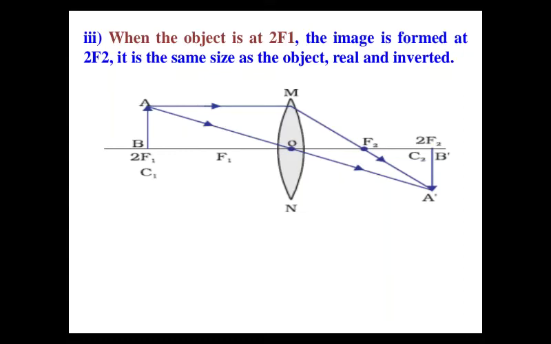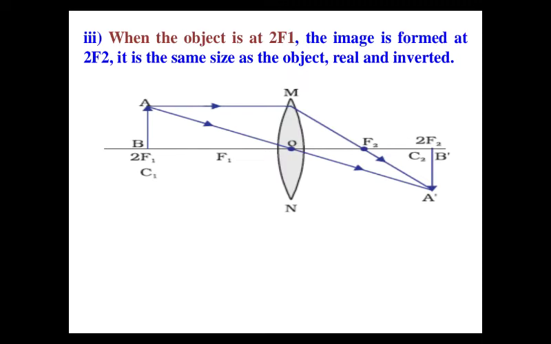So in the next case we will place the object at 2f1. It means if the focal length of this lens is 10 centimeter, then this is 10 centimeter from the optical center, and this is the position of the object, it is placed at 20 centimeter. In the same way we will show two rays of light, and these two rays of light will meet at this point. This point is 2f2, means it is at 20 centimeter from this lens in this example.